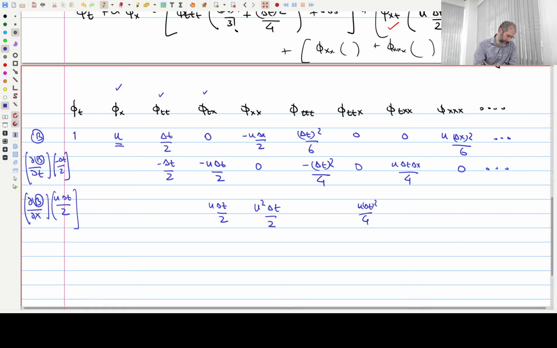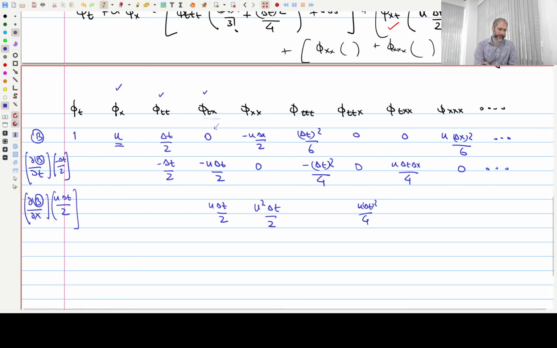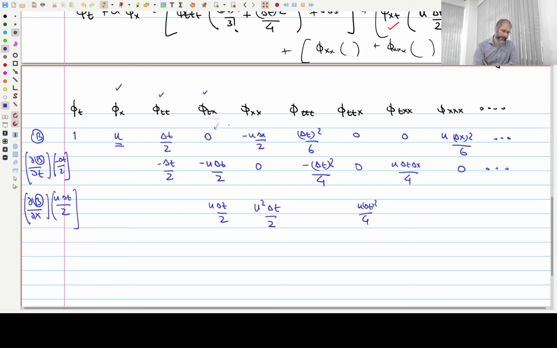sorry, del b by del x. So we just generated, so we have a phi tx, so the coefficient of this was 0 anyways, right? So if you take a derivative, you don't get anything. So this phi tx, I'll not write anything there.